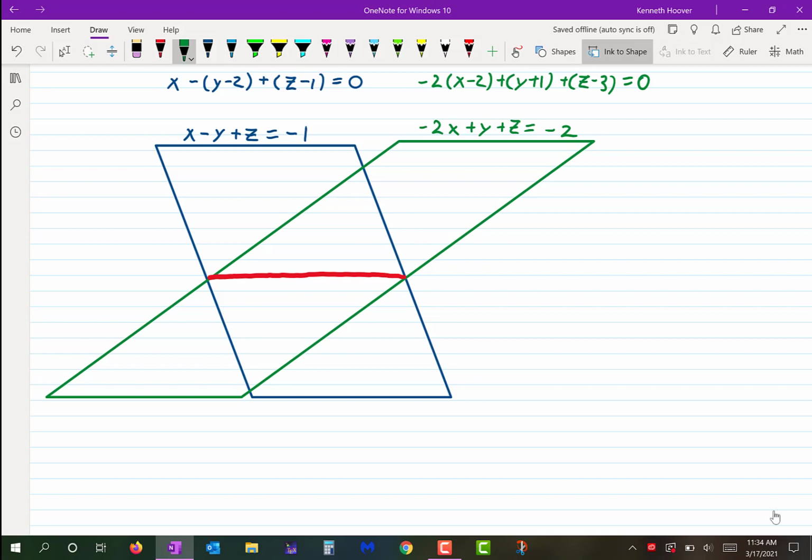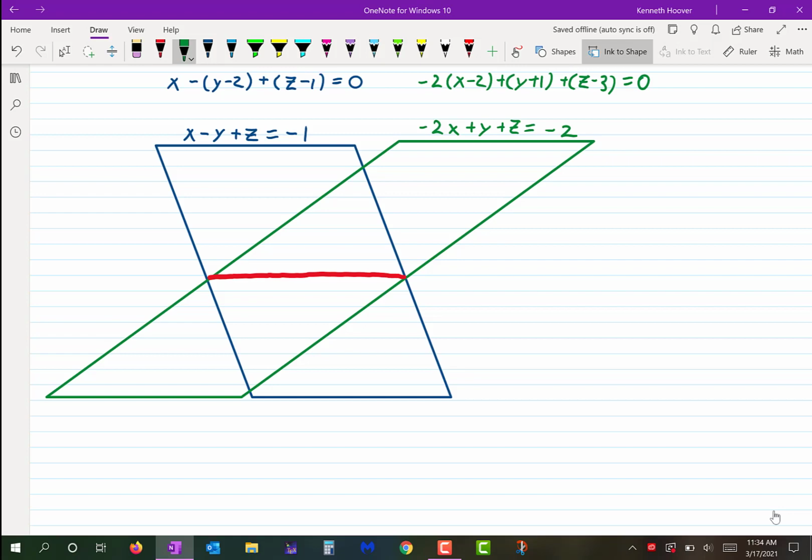Okay, so the question is, do the planes cross each other? If they do cross each other, what does the intersection look like? And find an equation for it. Okay, so when you take 2 planes, what are the possibilities for crossing or not crossing? Either the planes are the same, or they're parallel, or they intersect. If they do intersect, then their intersection is a line.